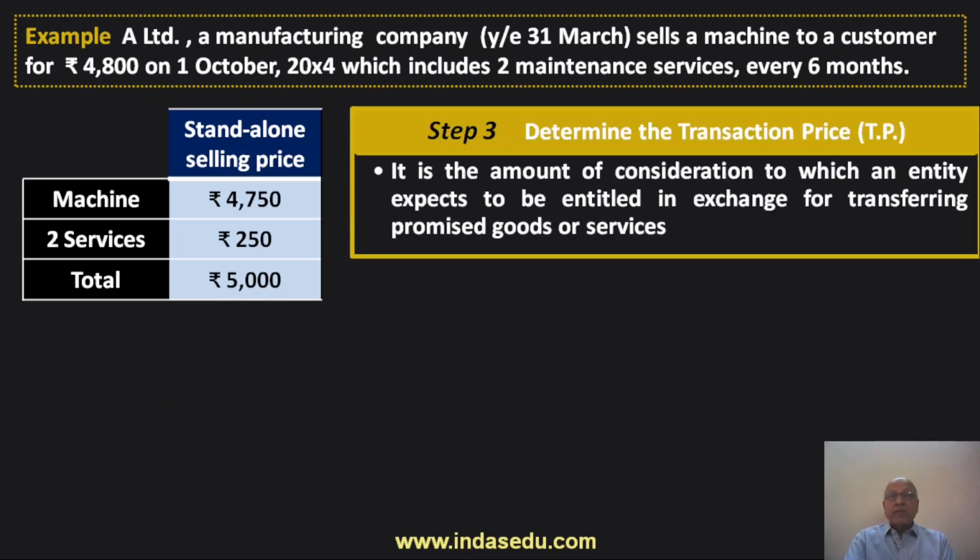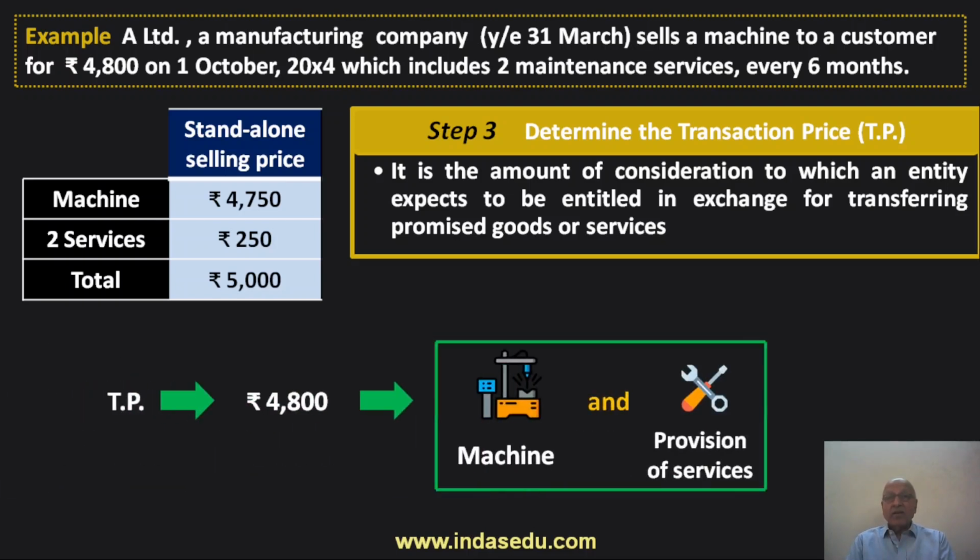Next, step 3, determine the transaction price. What is the transaction price? It is the amount of consideration to which an entity expects to be entitled in exchange for transferring its goods or services. It has transferred, it has satisfied performance obligation. Against that, what it has to get? It has to get the transaction price.